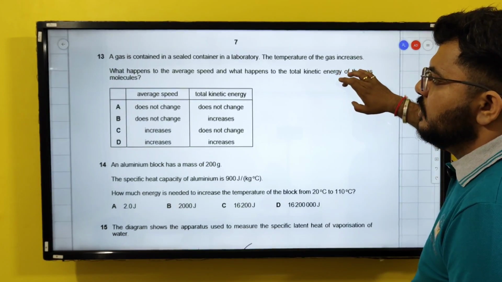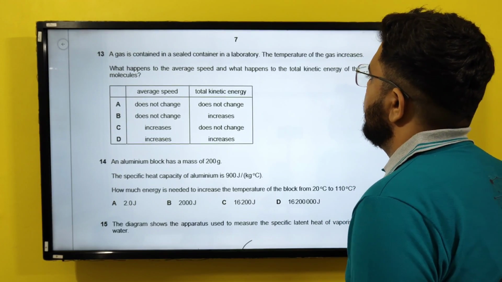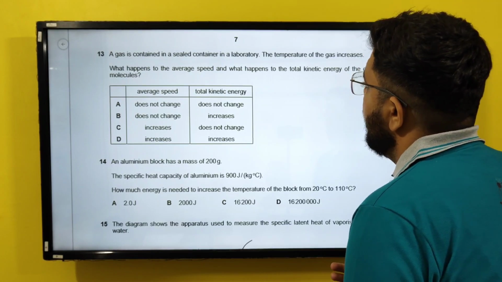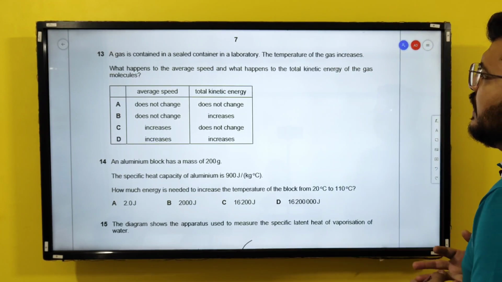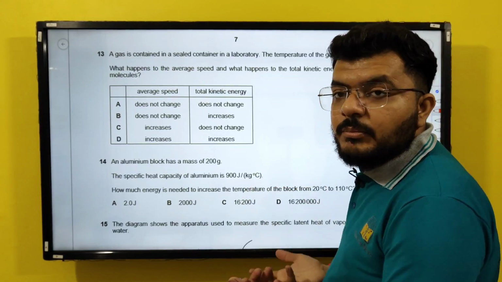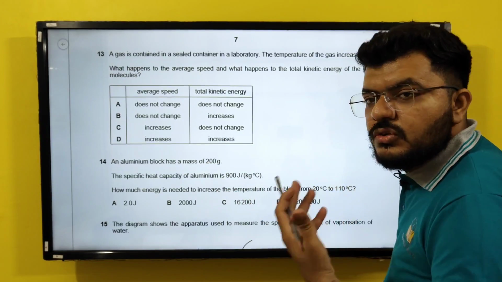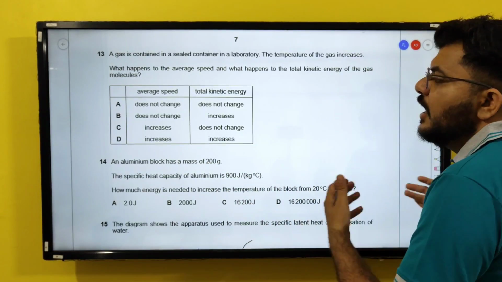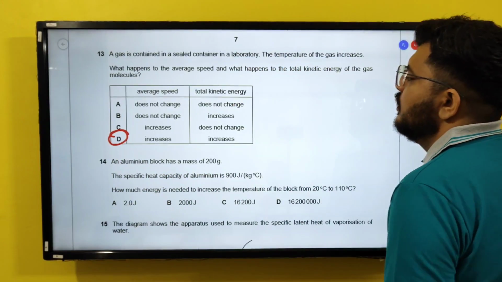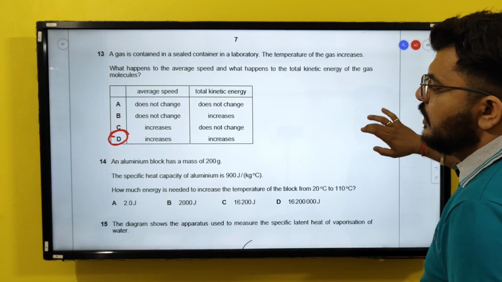Then we have question number 13. A gas is contained in a sealed container in a laboratory. The temperature of the gas increases. What happens to the average speed and what happens to the total kinetic energy of gas molecules? The average speed increases because the temperature is increasing, and when average speed increases, the total kinetic energy also increases because kinetic energy is half mv squared. So you have option D, right? Average speed increases, total kinetic energy increases.